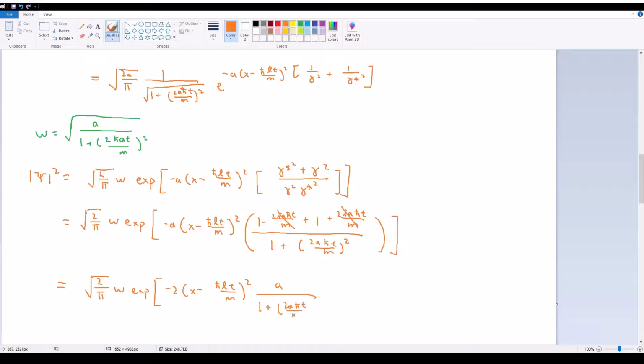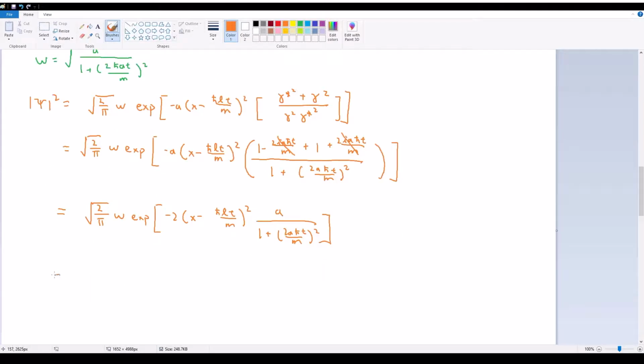t over m squared. If we look at what omega equals, this is just omega squared then, so we can rewrite this finally as the square root of 2 over pi times omega times e to the power of negative 2 x minus h bar lt over m squared omega squared. And with that, we are done with part C.